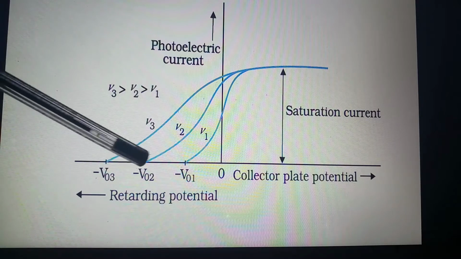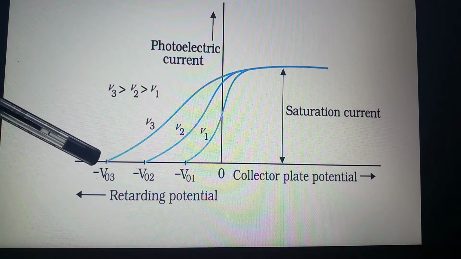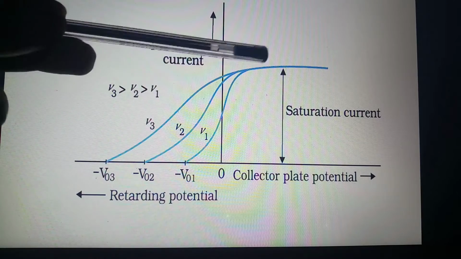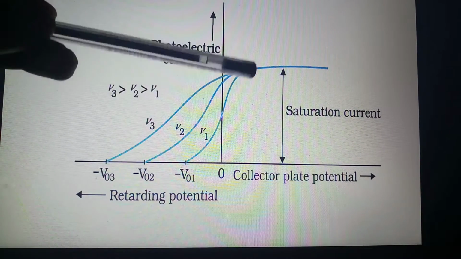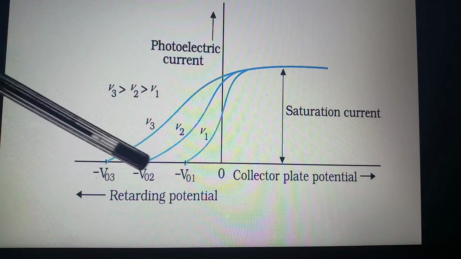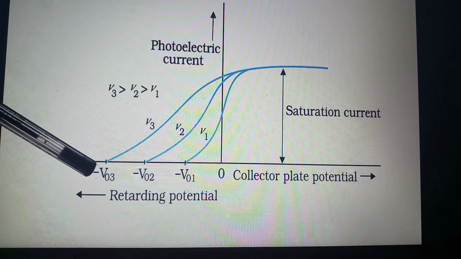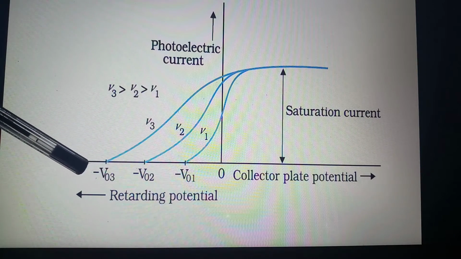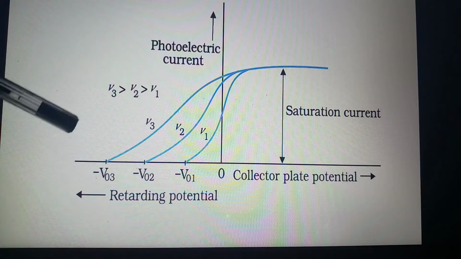Now the stopping potential does not depend on the intensity, that you can see here. For all of these the same intensity is there, and when the frequency changes, you can see the stopping potential is also different. So this is also an important result in the experiment.